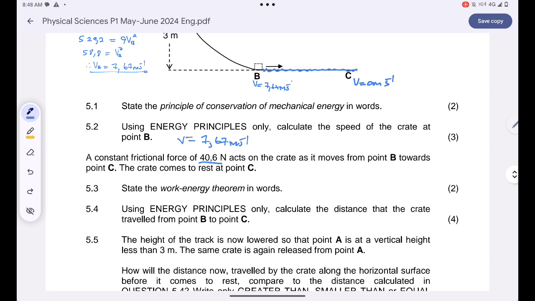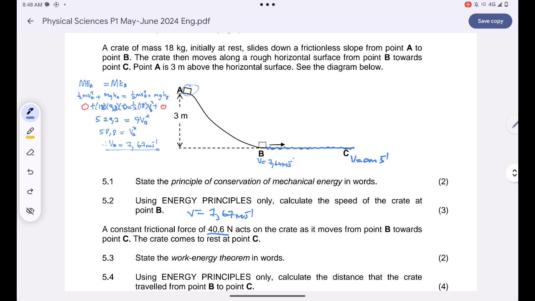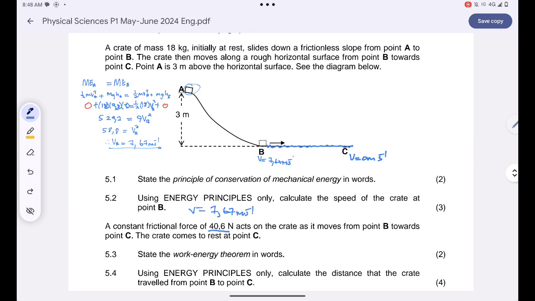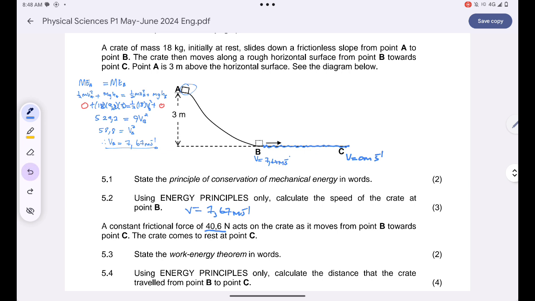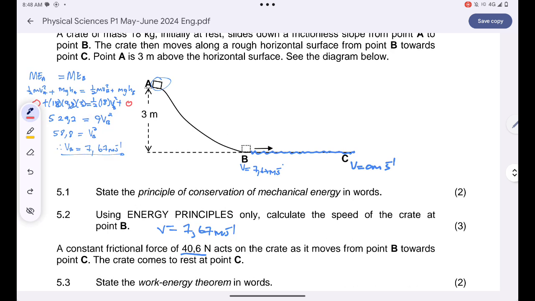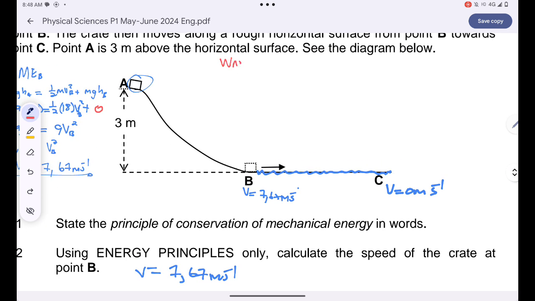We are supposed to use energy principles only to calculate the distance that the crate traveled from point B to point C. Here I can simply use the work energy theorem, or use the work done by non-conservative forces, since I do have a non-conservative force. Since they did not force me to use the work energy theorem, I can simply go for work done by non-conservative forces. The work done by non-conservative forces is equal to the change in kinetic energy plus the change in potential energy. There's only one non-conservative force, and that is the work done by kinetic friction.